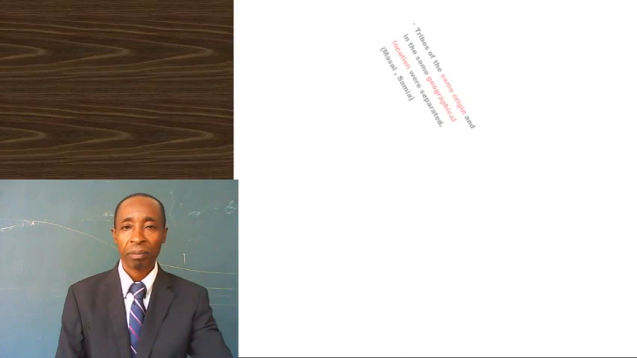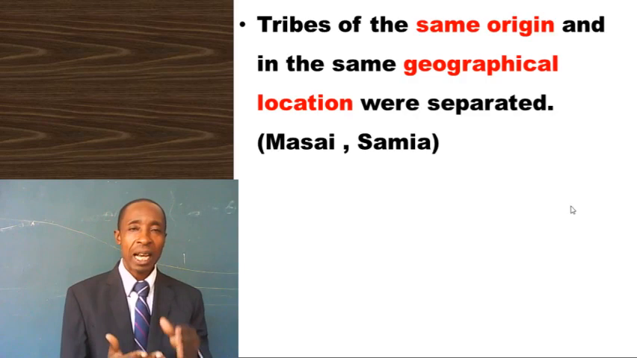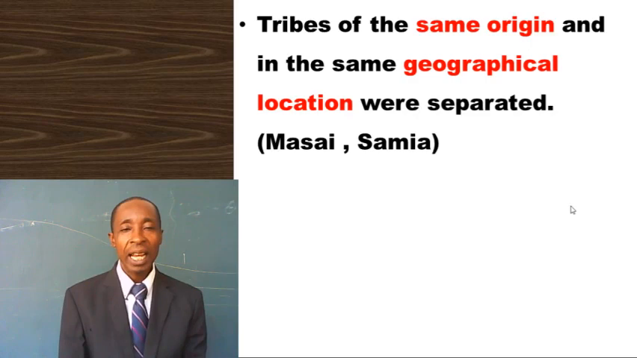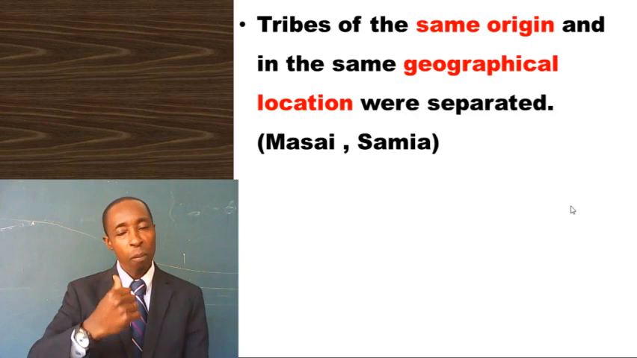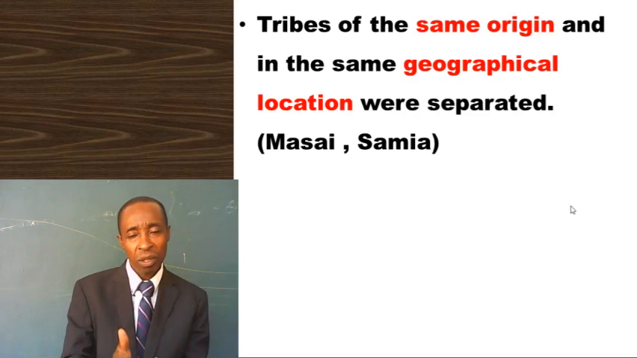Tribes of the same origin and in the same geographical location were separated. It's true that as they were demarcating, some tribes were found in two countries, under two different governments, yet they were the same in origin. They were also the same by geographical location prior to the coming of the whites. For instance, the Samia. The Samia are in Kenya, and they're also in Uganda. So we have the same Samia of Kenya and Uganda.